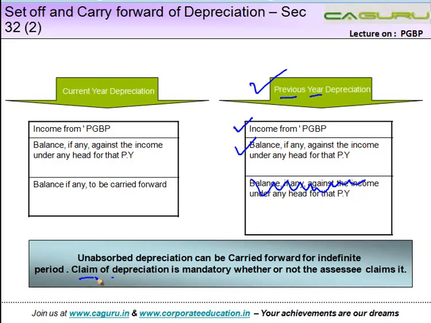And the next thing is that claim of depreciation is mandatory whether or not the assessee claims it. It's not an option to you to claim depreciation, it is mandatory. What does this mean? This means that whether or not you debit it in your books of accounts, whether or not you reduce it from your taxable income, the assessing officer always has an option to reduce it, or rather he has the duty to reduce it from that.